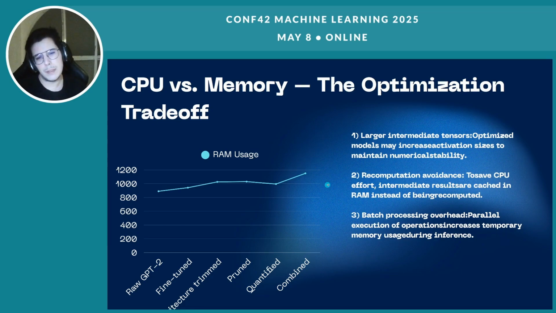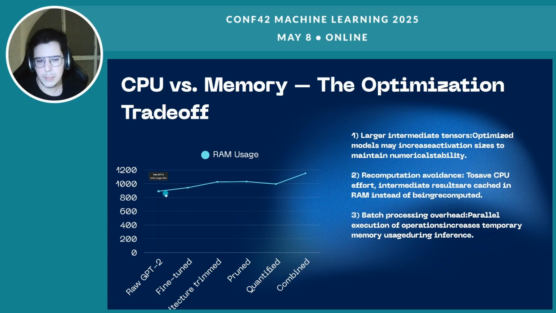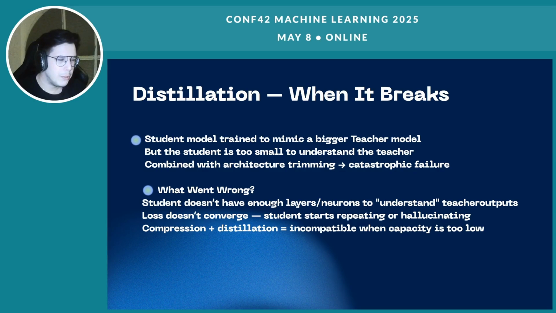Yeah, so this graph is pretty much the summary of all the things that we talked about before. As you may see on the x-axis, we have, starting from the raw GPT-2, and at the end, we'll also compare the combined versions there. The RAM usage changed by almost 200 megabytes. Not that big, but something that we have to consider. Okay, let's continue.